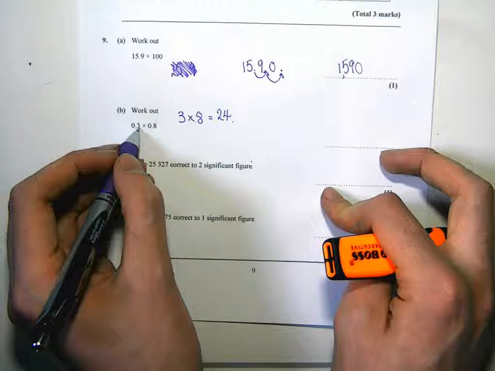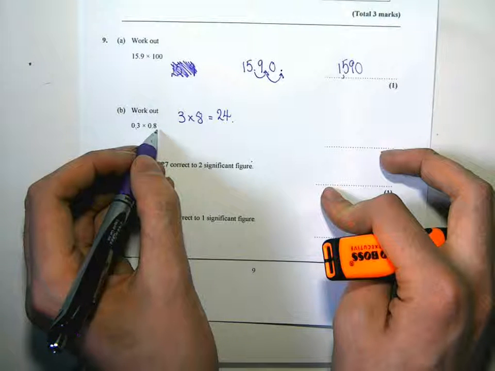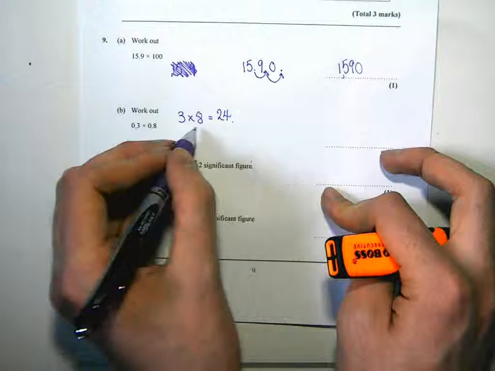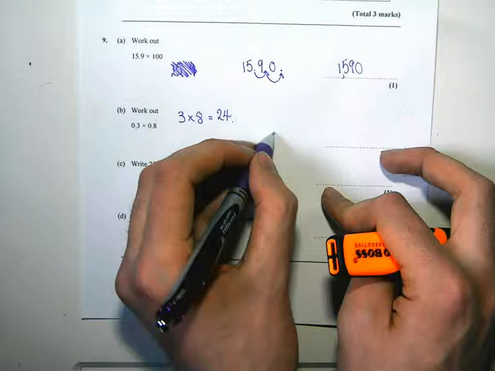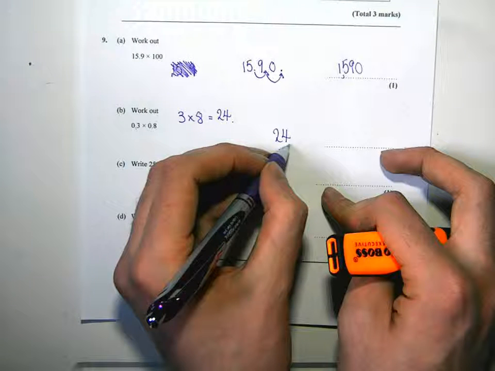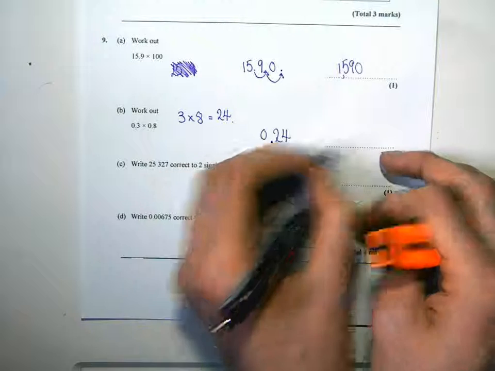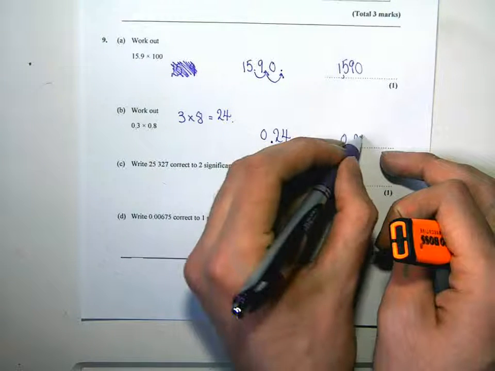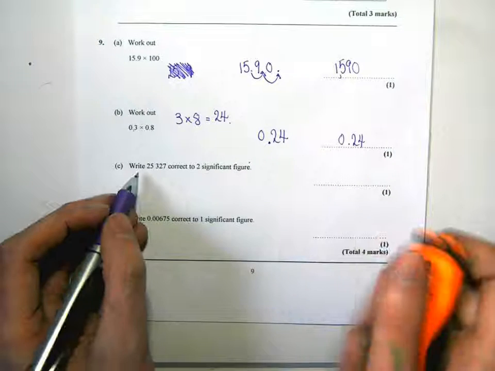So I ignored 1 decimal place, and another decimal place. So altogether I've ignored 2 decimal places, so our answer's got to have 2 decimal places in it. So it came to 24. Stick 2 decimal places back in. 1 decimal place would be to there, another one would be to there. So 0.24. That's the answer. Alright.